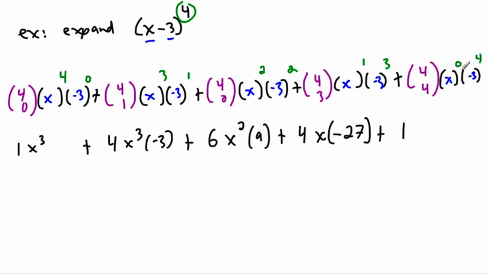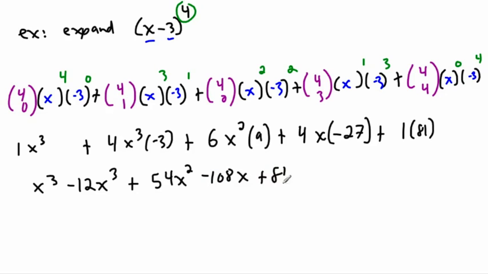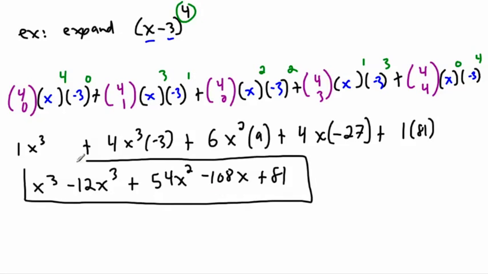And this one right here, then, I know it finishes with a 1 here. X to the 0 is just a 1. And negative 3 to the power of 4, that's going to be a positive number because I have an even power. And that's going to be basically 27 times 3, which is 81. And then, as I do this, I just need to tidy everything up. So I have x to the 4th, and here I have negative 3 times 4, so that's negative 12x cubed. And this one right here, I have 9 times 6, so that'll be 54x squared. Here I have negative 27 times 4, that would be minus 108x. All that plus 81. So that is how you expand this one.